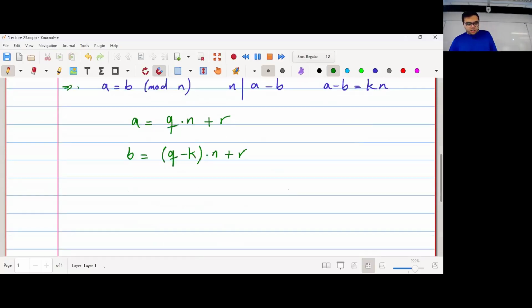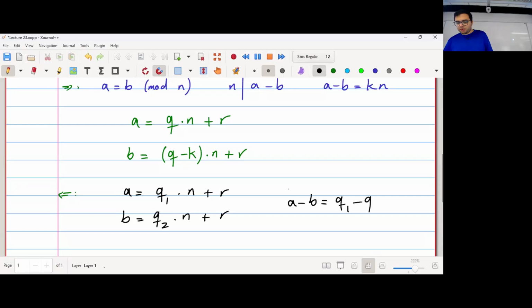Now let's do the other side. Suppose that they have the same remainder. What does that mean? It means that A is something, let's call it Q1 times N plus R, and B is Q2 times N plus R. They have the same remainder R. So what is A minus B? It's just Q1 minus Q2 times N. The R's cancel out. So this means that A minus B is a multiple of N, which is the same as the definition that we had. So A is equal to B modulo N.